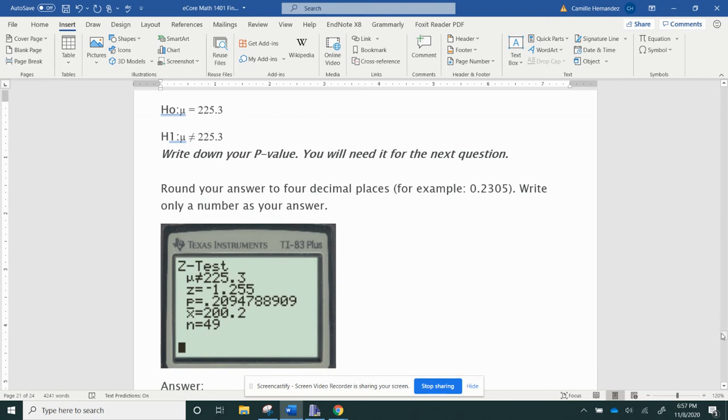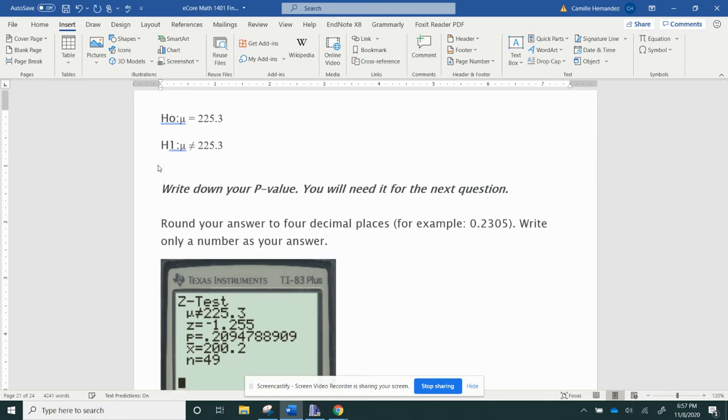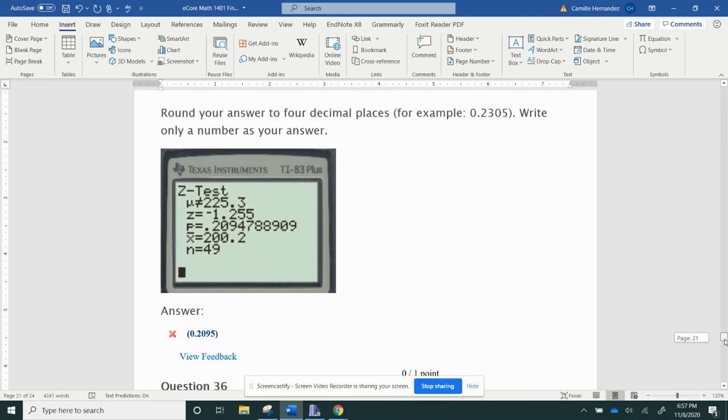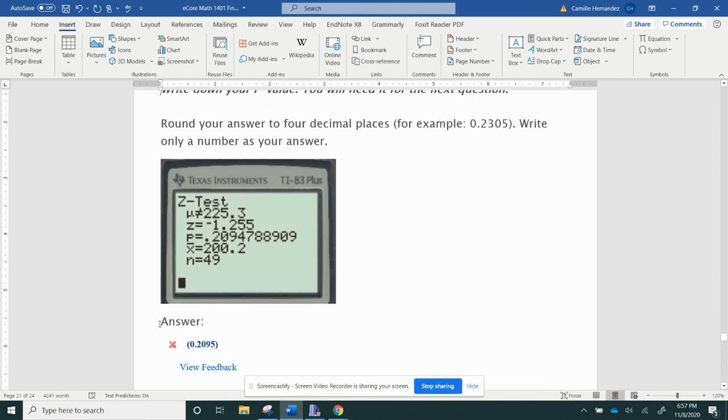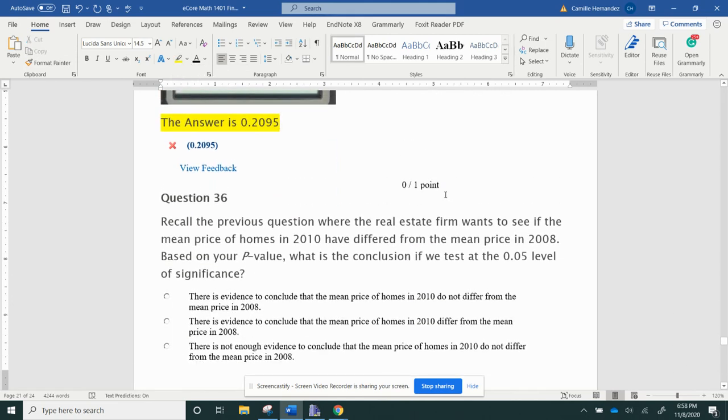As you can see here, my alternative matches this right here because that's important. And then I've got my Z value, and then I've got my P value. So my P value is 0.02095, or the answer is 0.0209. So that's my answer, and you can see below it I have it. Again, I'm just showing you where I get my answers from, so it makes better sense. So let's go to number 36.